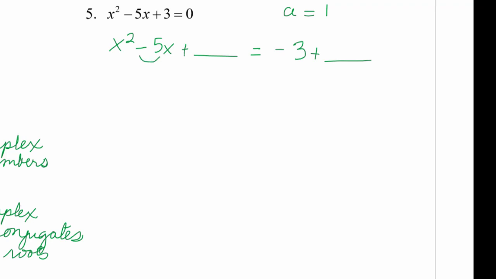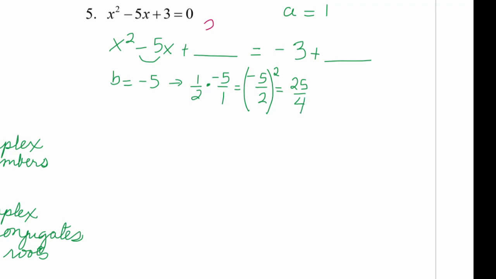And b is negative 5. And we need half of that. So this is not an even number. So I'm going to make it into a fraction, put a 1 under it. And this means that half of b is negative 5 over 2. And now you need to square that. So square this negative 5 over 2, and we get 25/4. Yes, this ugly fraction gets added here and here. So 25/4. Okay.